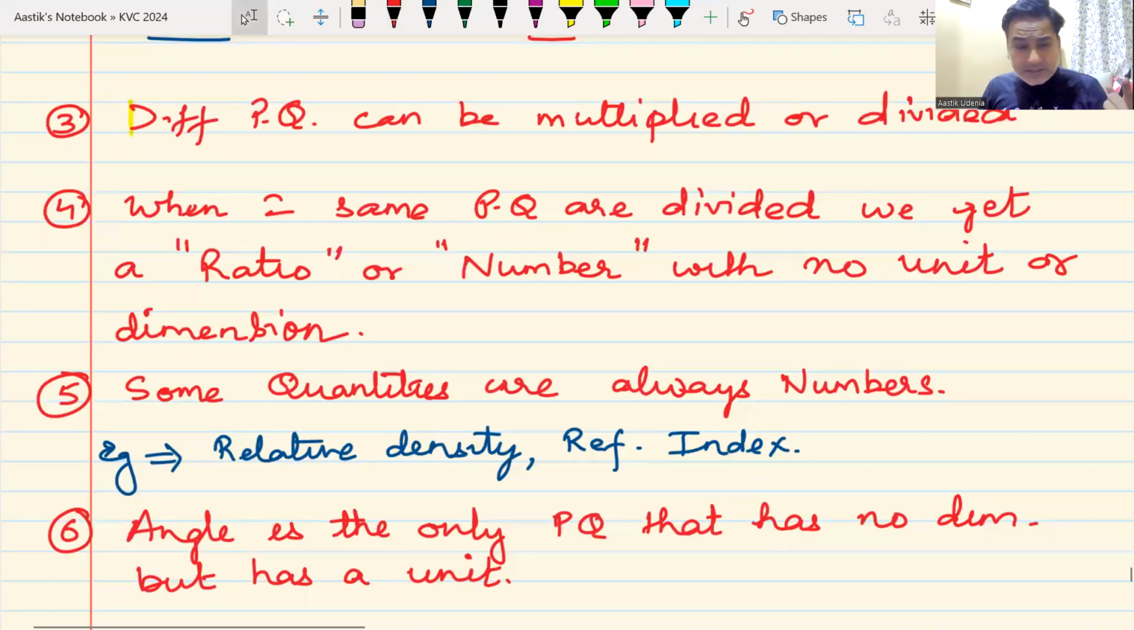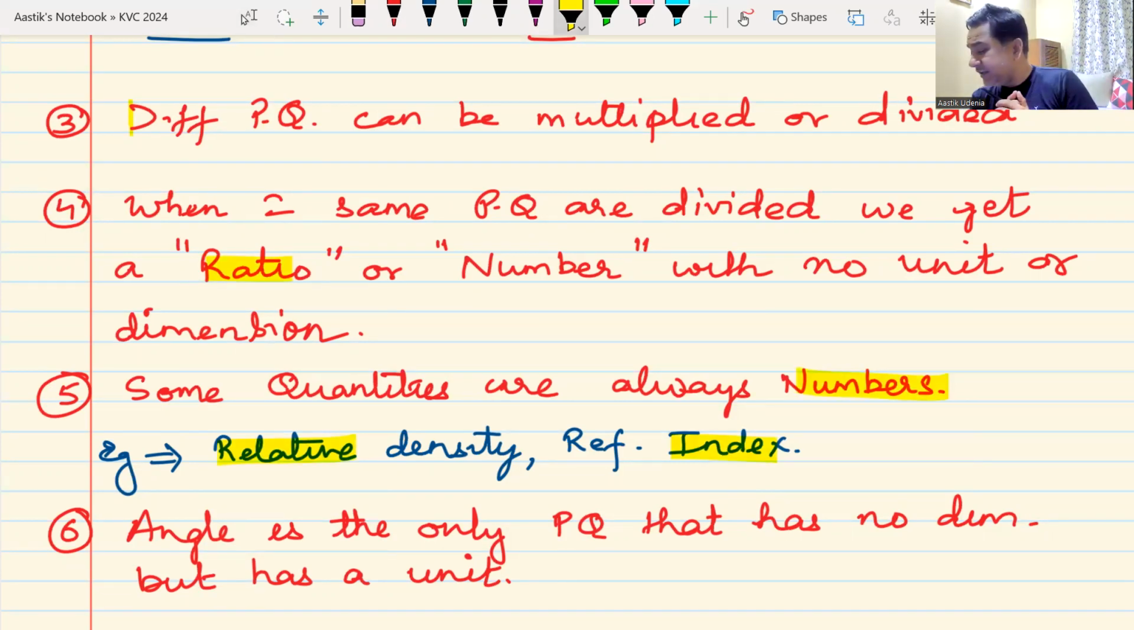We saw same quantities can only be added or subtracted, but different quantities can be multiplied or divided. When you divide different physical quantities or multiply them, we get new quantities, and we had discussed them. If two similar quantities are divided, we will get a number or a ratio. We had seen that some quantities which are ratios are always numbers, like relative density and refractive index. We will come to these quantities in the questions that we are going to encounter. Then remember this very important point, point number 6, that angle is the only quantity which has a unit, but it does not have any dimension.